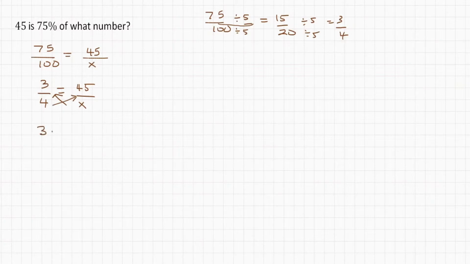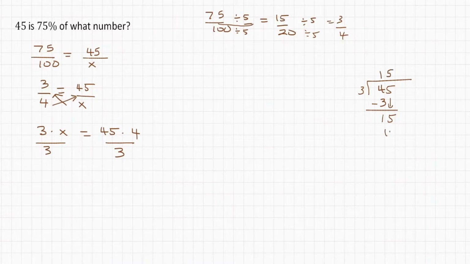So we have 3 multiplied by x equal to 45 multiplied by 4. So now we divide both sides by 3. And then we have 45 divided by 3 here. 45 divided by 3. We have 4 divided by 3. We have 1. 1 multiplied by 3, we have 3. We subtract. We're left with 1 here. And then we bring down a 5. 15 divided by 3, we have 5. 5 times 3, we have 15. And then a remainder of 0.